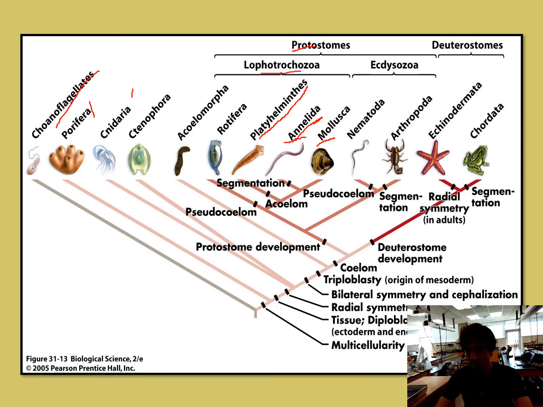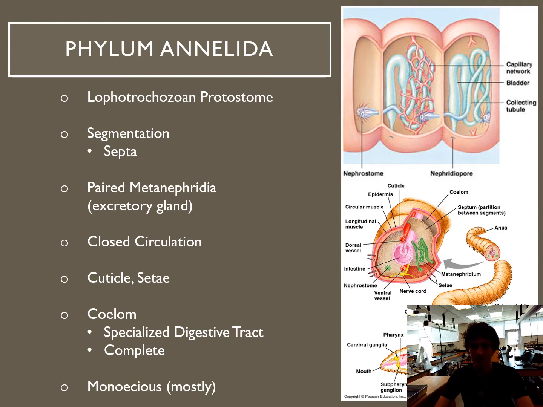I just mentioned that they're lophotrochozoan protostomes. So once again, it has that ciliated band around its mouth while it's in its larval form. It's free floating. And then it's also a protostome, so that mouth is the first opening to the digestive system while it's still developing as a bundle of cells.